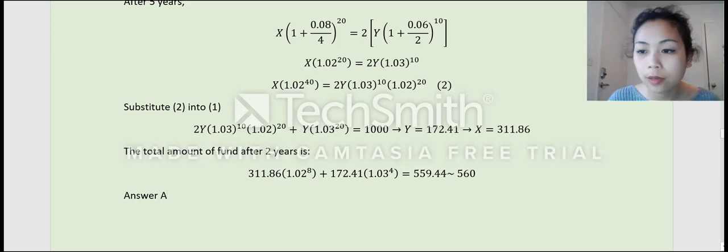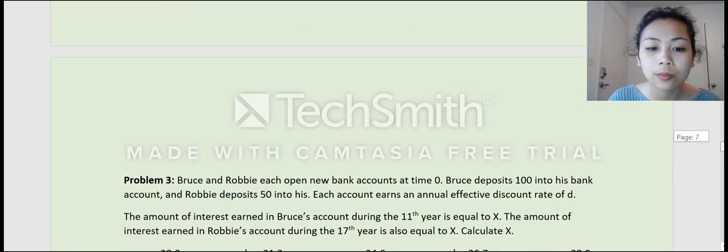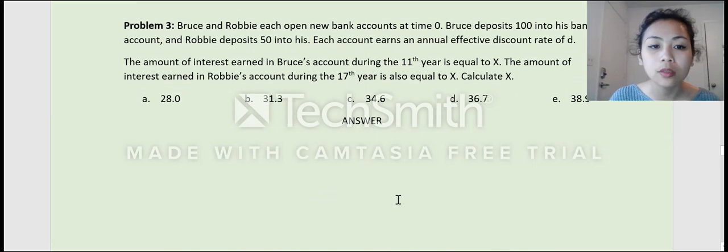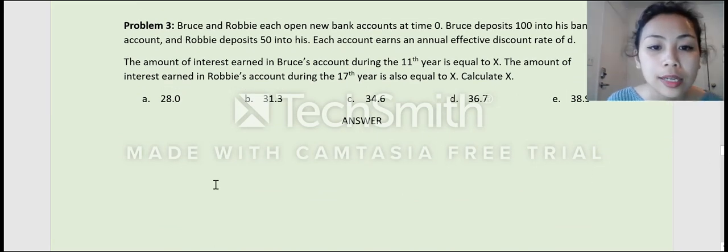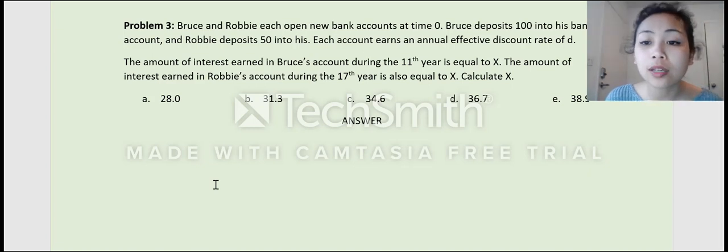So that is the second problem. Let's look at the third problem. Brooks and Robbie each open a new bank account at time 0. Brooks deposits 100 into his bank account, and Robbie deposits 50 into his account. Each account earns an annual effective discount rate of d.